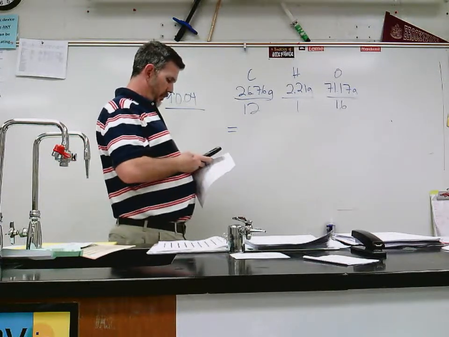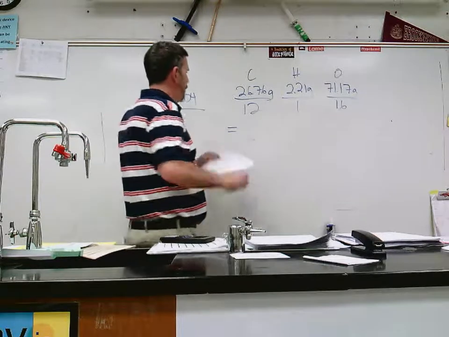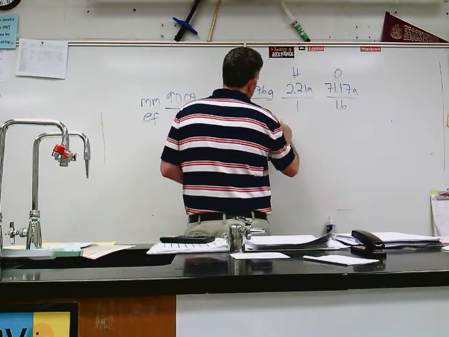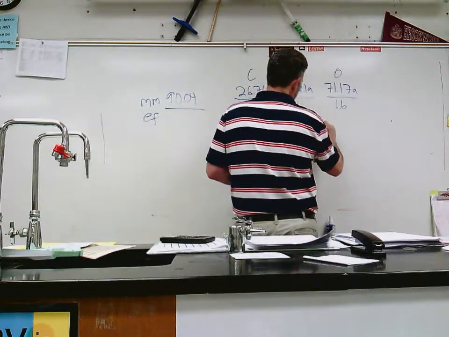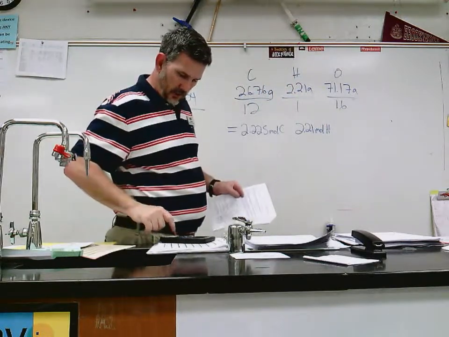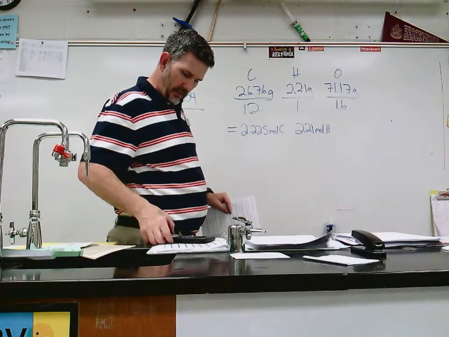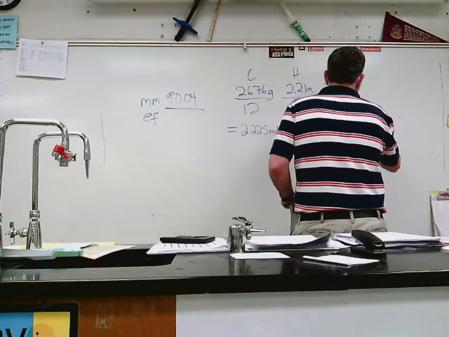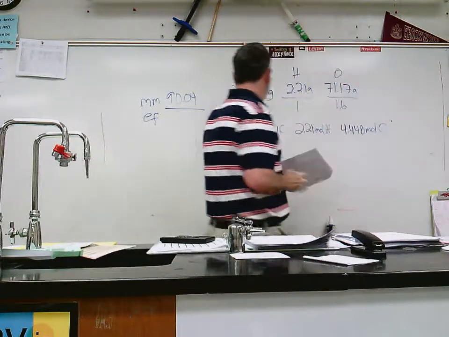So 26.7 divided by 12 equals 2.225 moles of carbon. This is 2.21 moles of hydrogen. And 71.17 divided by 16 equals 4.448 moles of oxygen. Okay, now what do we do?